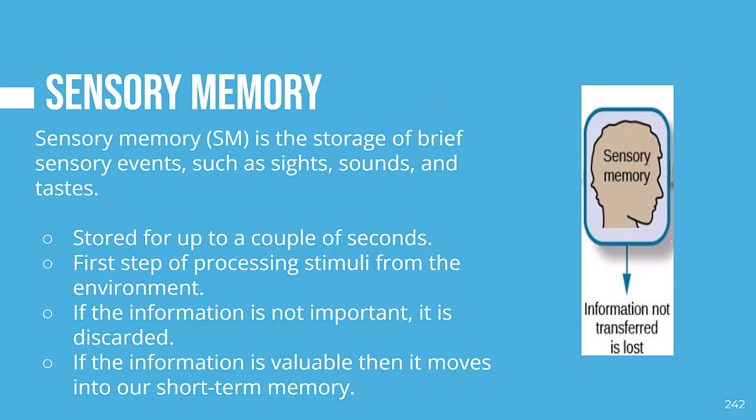The first store is sensory memory, or SM. Sensory memory is the storage of brief sensory events such as sights, sounds, and tastes. It's only stored for a couple of seconds. Sensory memory plays an important role in your ability to take in information and interact with the world around you. This type of memory allows you to retain brief impressions of a tremendous amount of information.